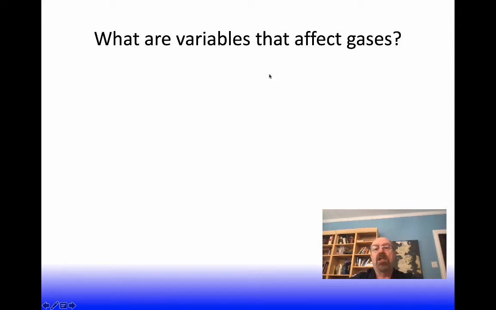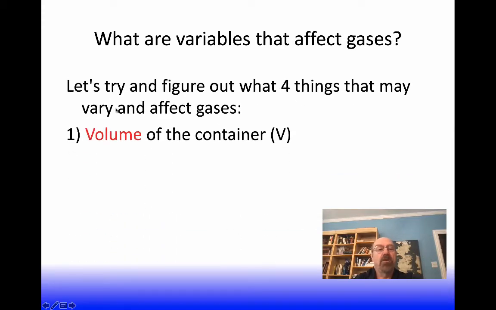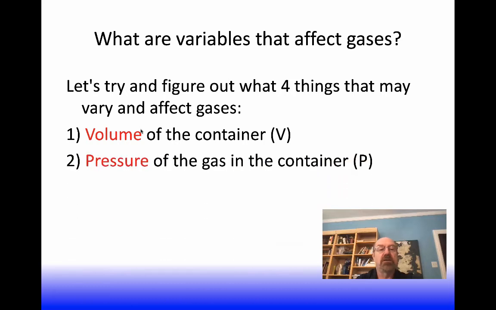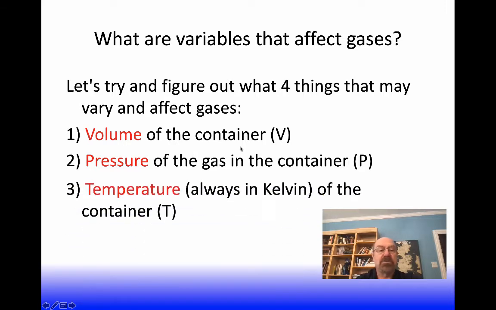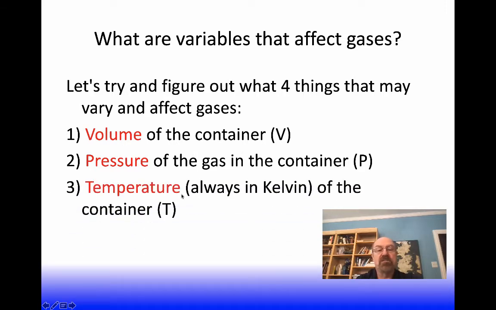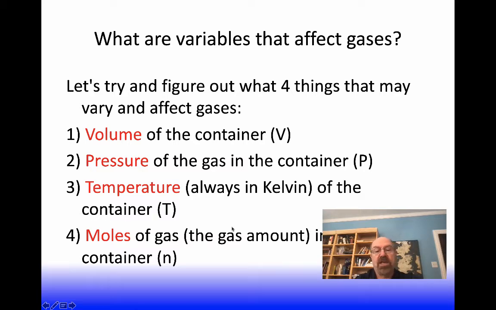Okay, so let me just remind you the four variables that affect gases. Volume is one of the things that we're going to be looking at. So in all the various gas laws, that's one of the variables, or it may be something we hold constant. Pressure is another one of the variables and or something we hold constant. Today we're going to be talking about Boyle's Law, which is where volume and pressure are allowed to vary, but moles and temperature are held constant. So the temperature stays constant. Remember, we're always going to deal with temperature in Kelvin in any gas law equation. And the moles of the gas are going to be held constant.